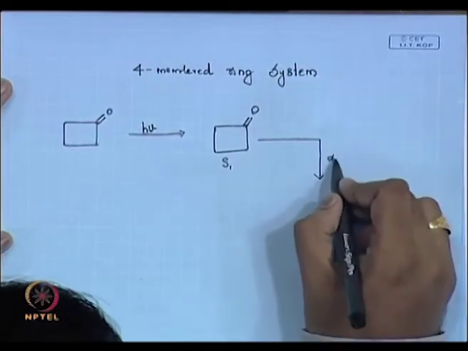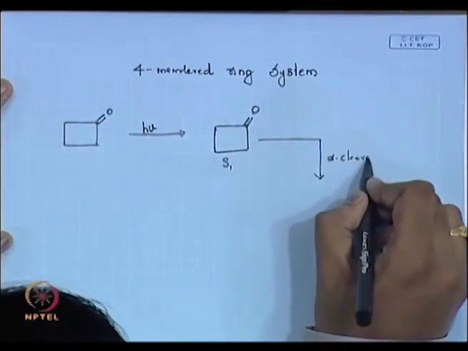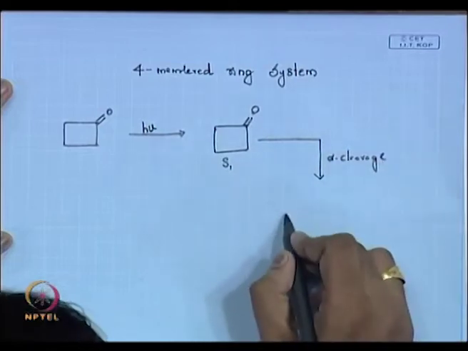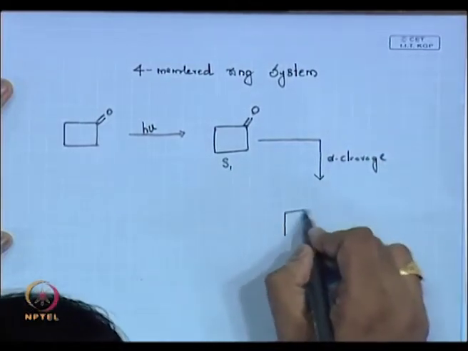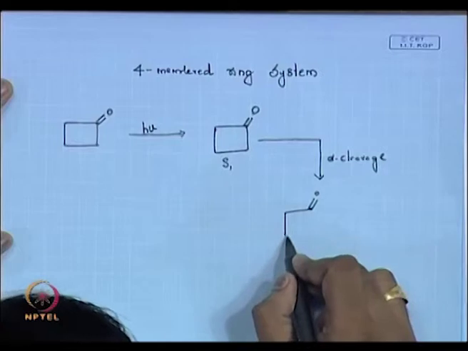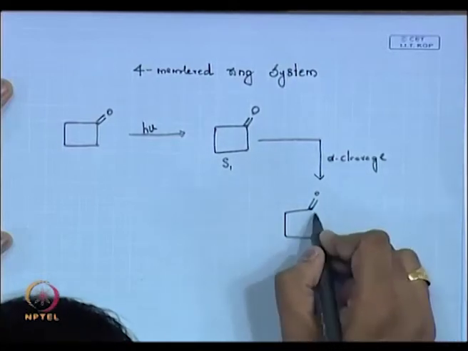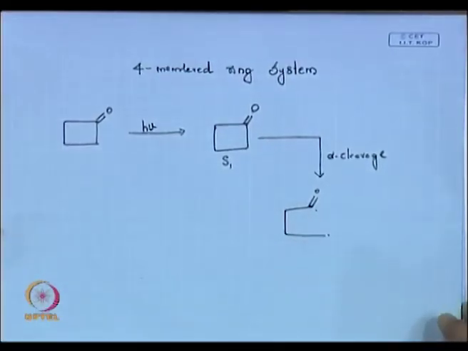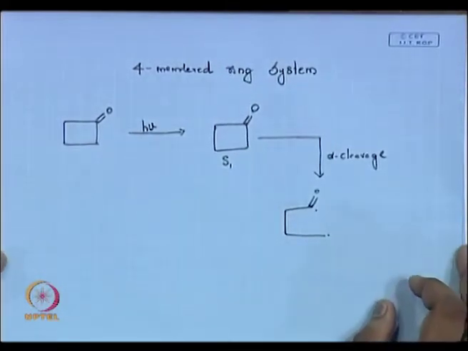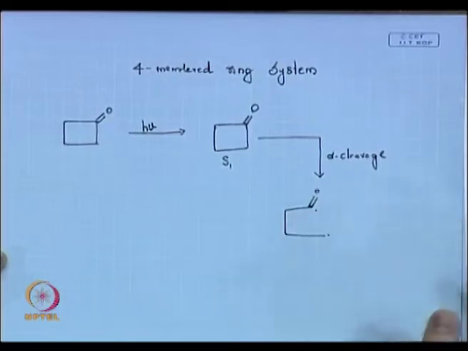After this it can undergo an alpha cleavage, to give an acyl and alkyl radical. Most of your primary photo process ends up in an acyl and alkyl radical. You have to know from which state the chemistry happens. Except cyclobutanone, most of the chemistry happens from your triplet. Okay.